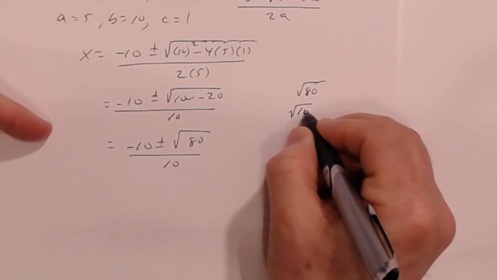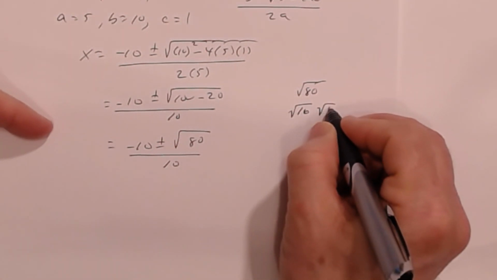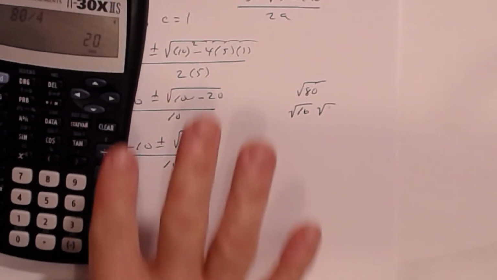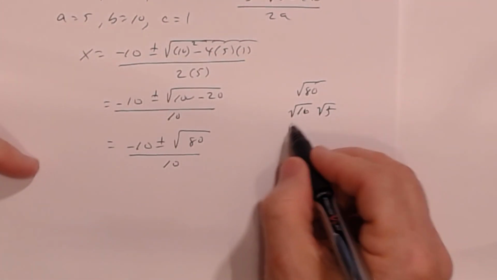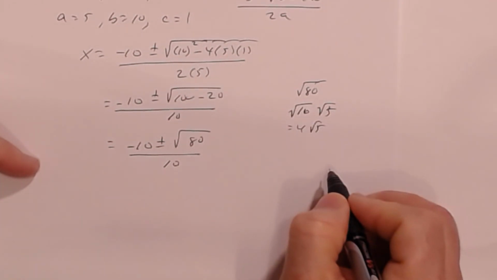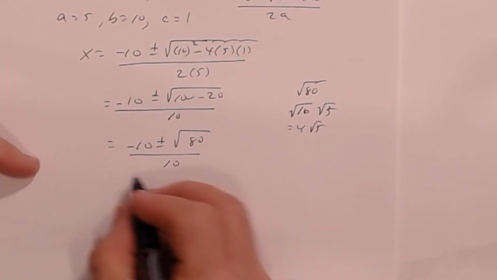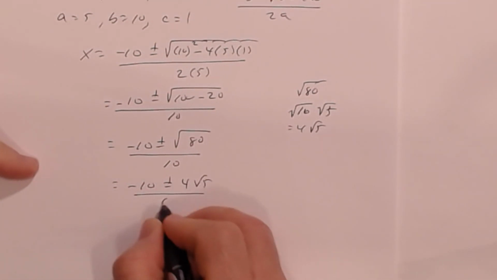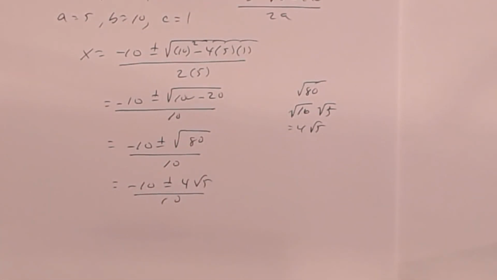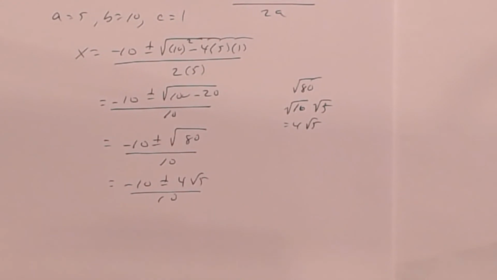So you say the square root of 16, and then times the square root of 80 divided by 16, which is 5, right? Okay? And so I get 4 square root of 5. So that goes here. So I get negative 10 plus or minus 4 square root of 5, divided by 10. All right? So simplify as much as possible.